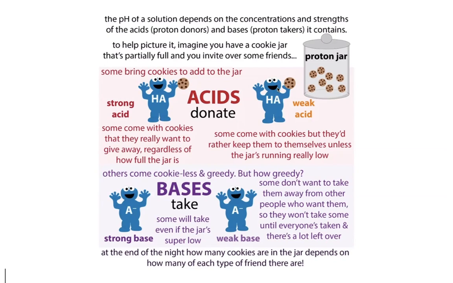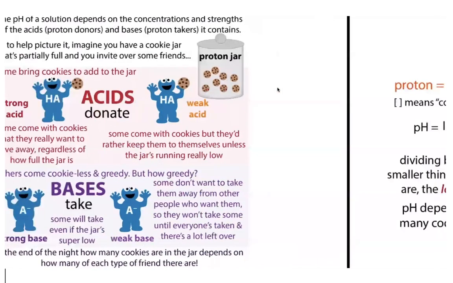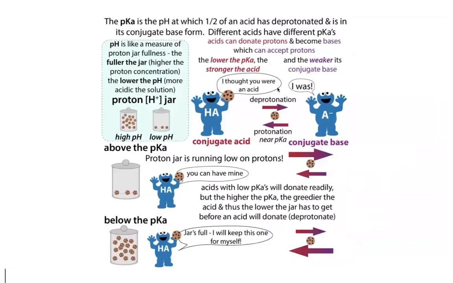So at the end of the night, how many cookies there are in the jar is going to depend on how many of each type of friend there were and how greedy or generous they were. And so how do we describe greediness or generosity? Well, typically we describe it in terms of the generosity because we're talking about the acid, when we have a value called the pKa.